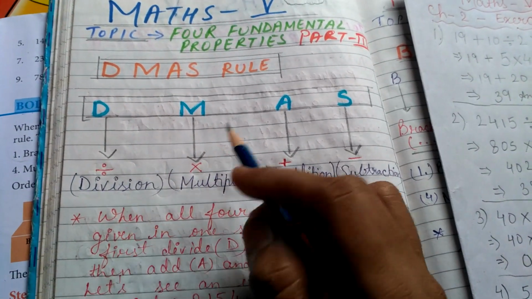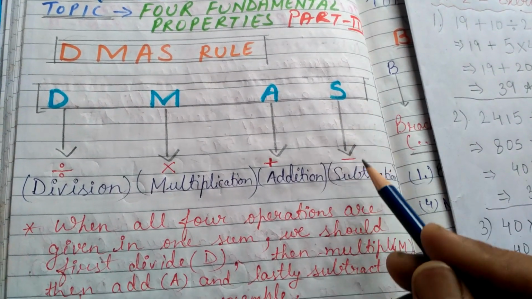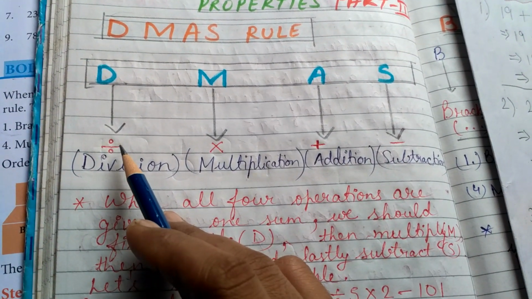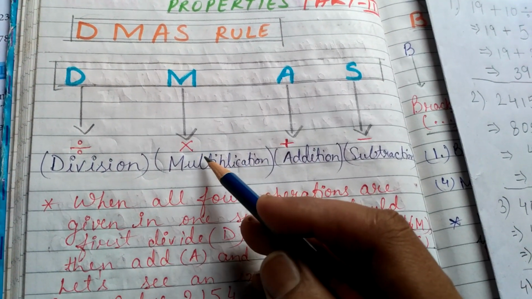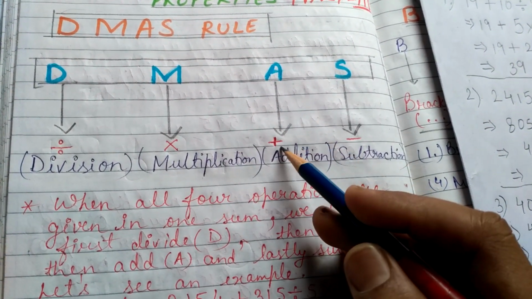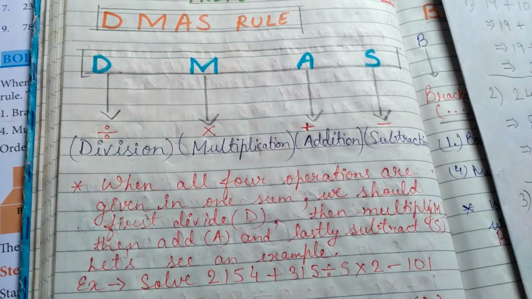D stands for division, M stands for multiplication, A stands for addition, S stands for subtraction, and these are the signs. Division is represented by this sign, multiplication by this cross sign, addition by the plus sign, and subtraction by the minus sign.